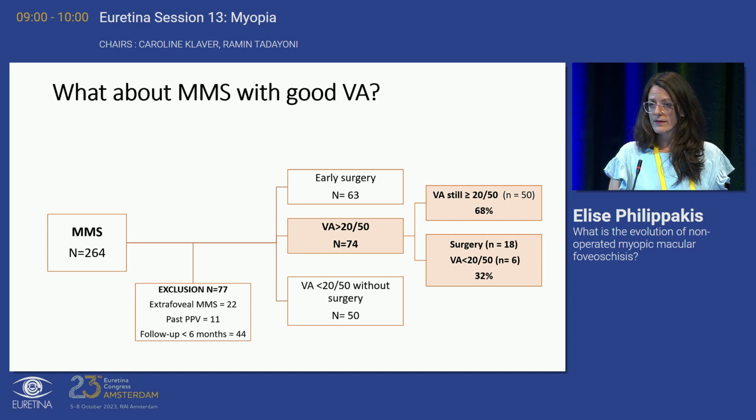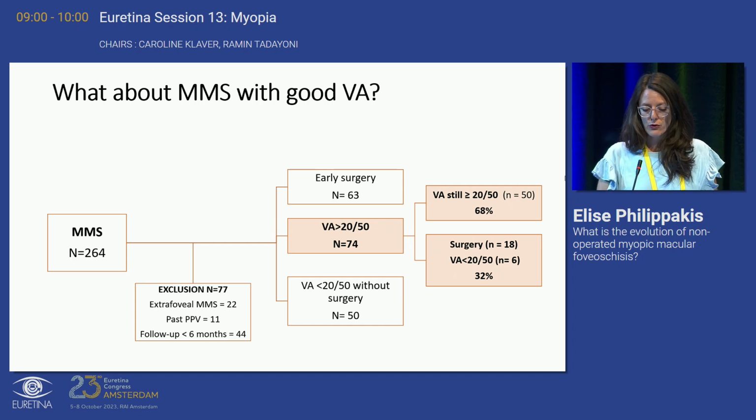So we selected this specific population in a cohort of myopic macular schisis that were followed up more than 6 months, and we excluded, of course, patients having visual acuities lower but not operated because they had advanced glaucoma atrophy. And we observed that 2/3 of the patients still had a visual acuity over 20/50 at the end of the follow-up, and 32 of them had either surgery or their visual acuity dropped.